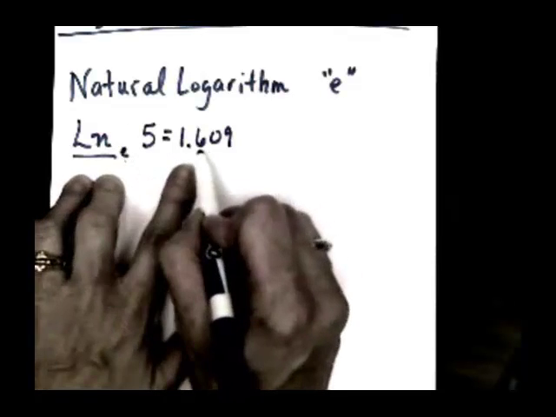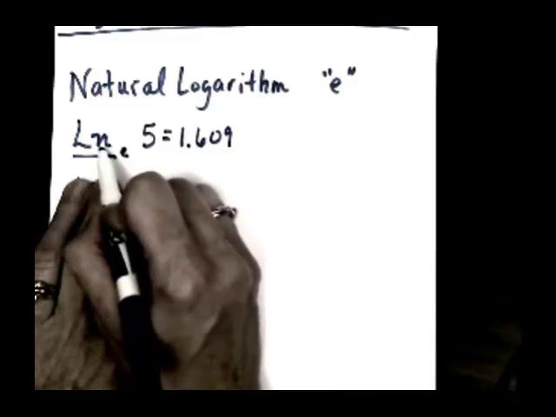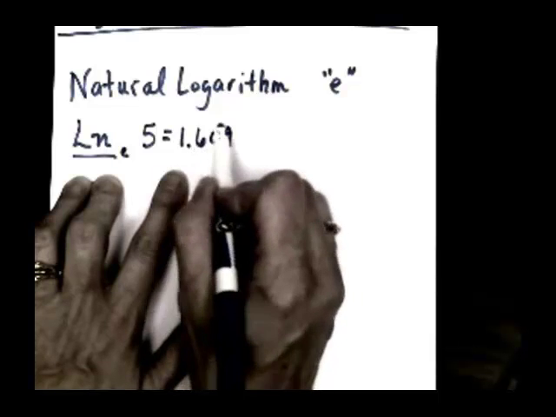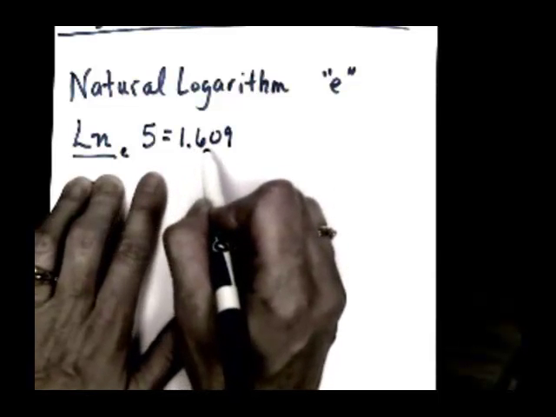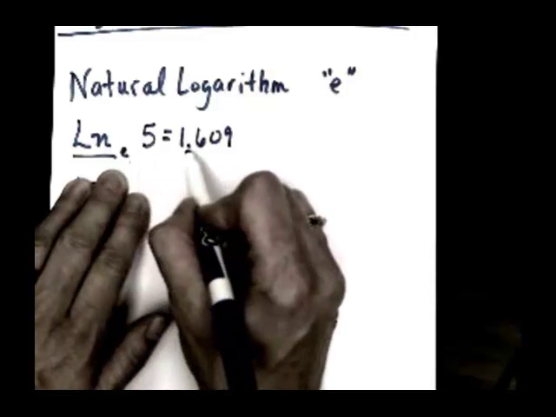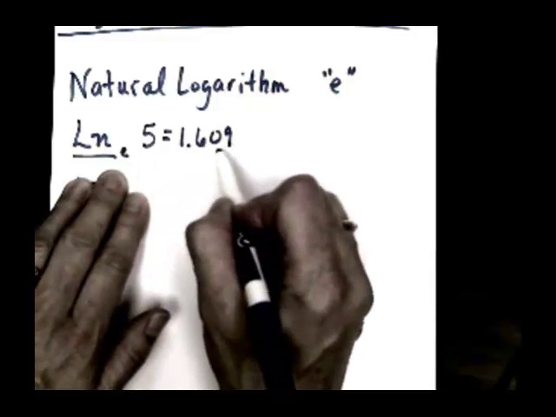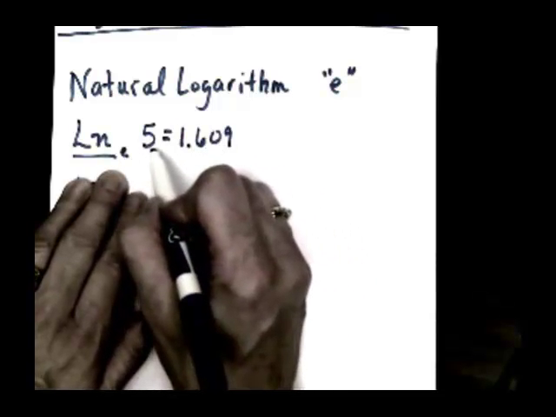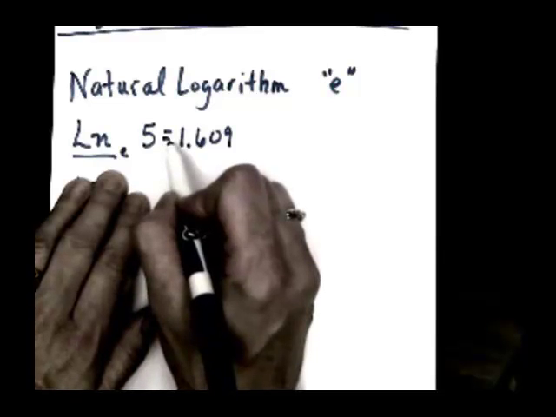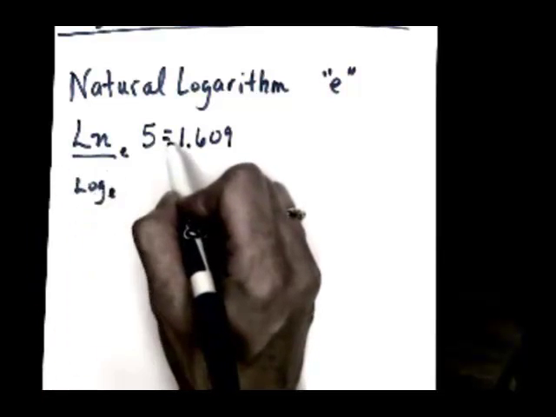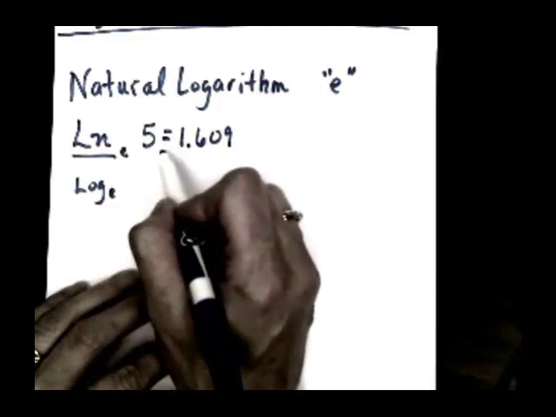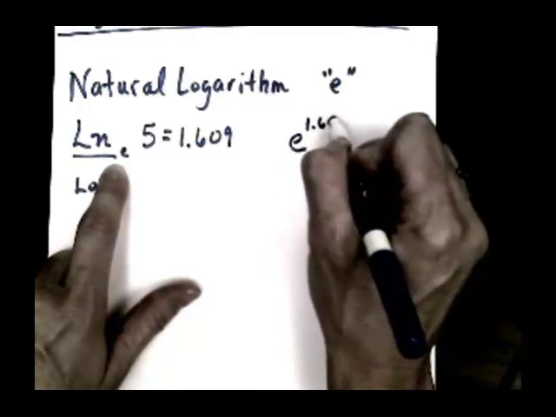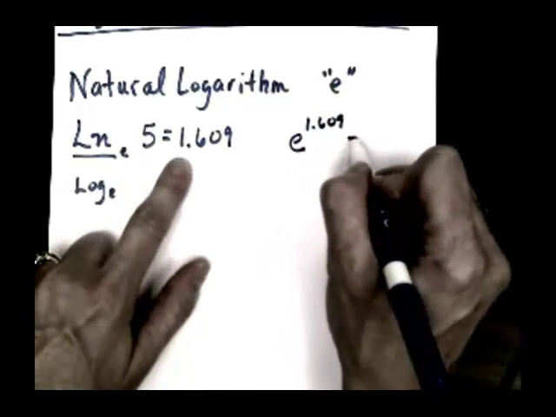So what this means, this is rounded off. I typed in my calculator natural log of 5 and I got 1.609437 and so on. I rounded it off to 3 decimal places. What that means is if I raise e to the 1.609 power, now this is rounded off so it won't be exact, e to this power should give me approximately 5. So that's how you work with natural logarithms. And just like the other logarithms that you've seen before, when you change these from one form to the other, you start with your base number e. 1.609 would be your approximate value, equals 5.